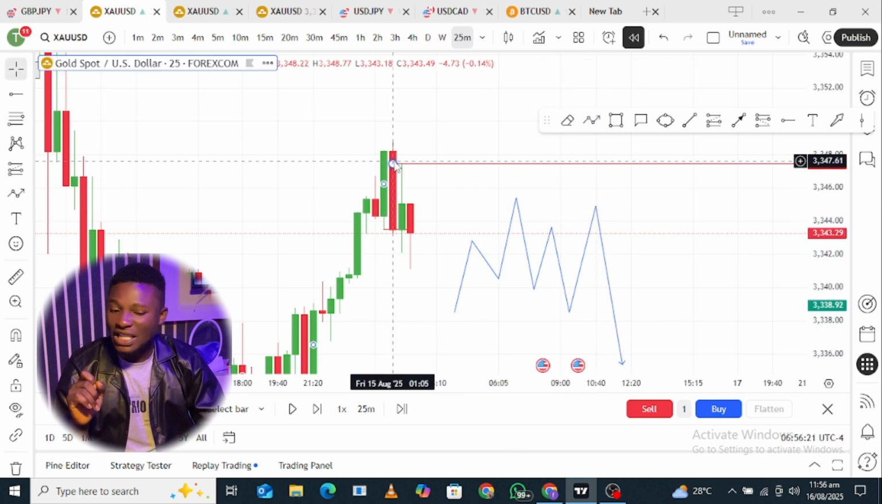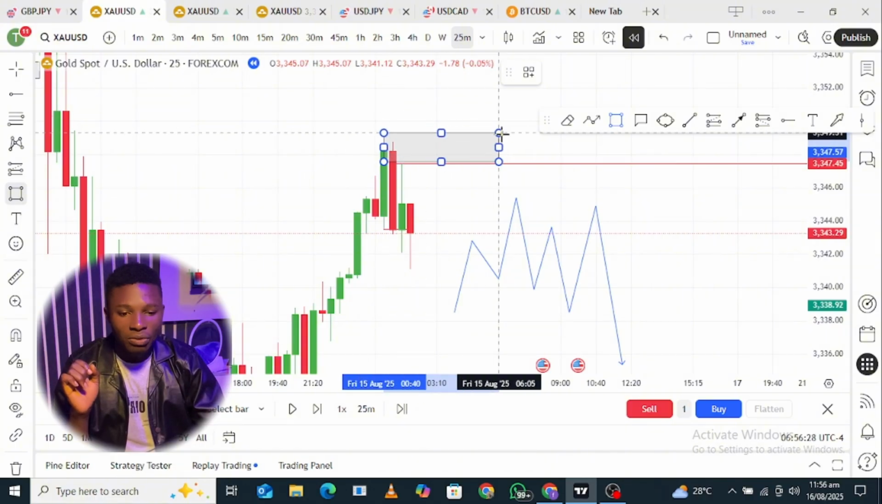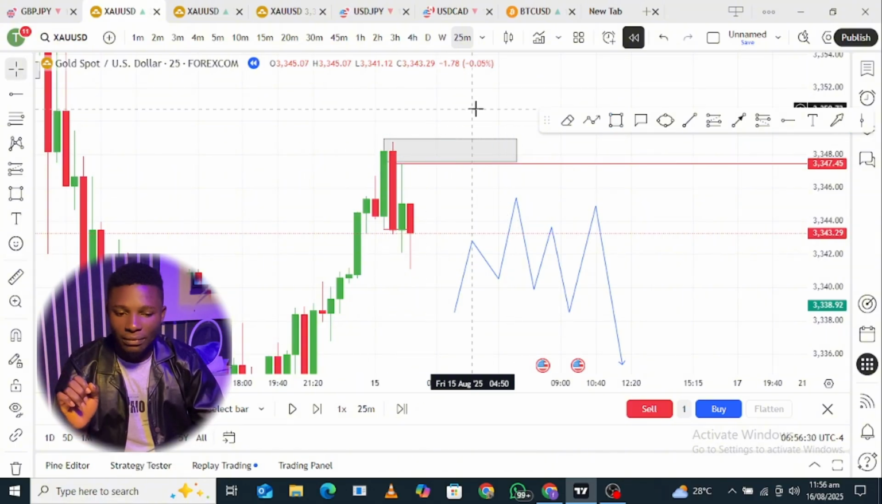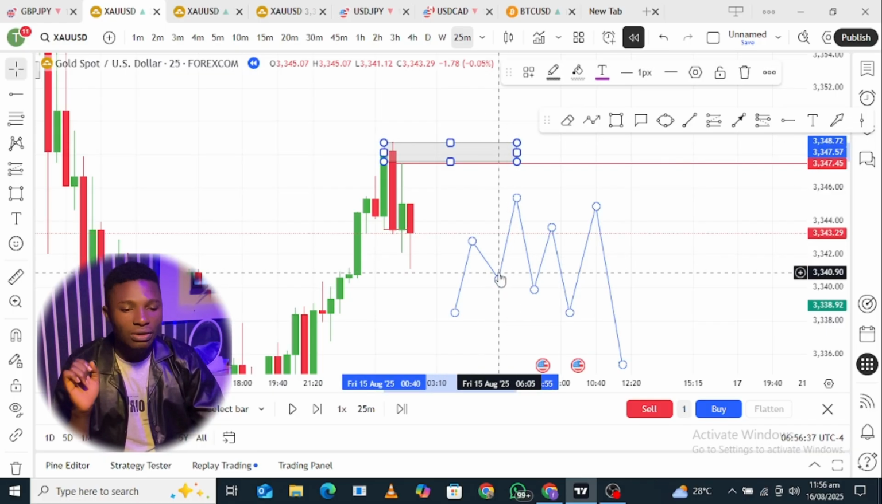So price is going to take out this one as a liquidity. So you have identified your first opportunity to enter the market, which is a sell trade. From here you can go down to a lower time frame, just to increase your risk-to-reward ratio. I've taught you guys how to go down to a lower time frame.